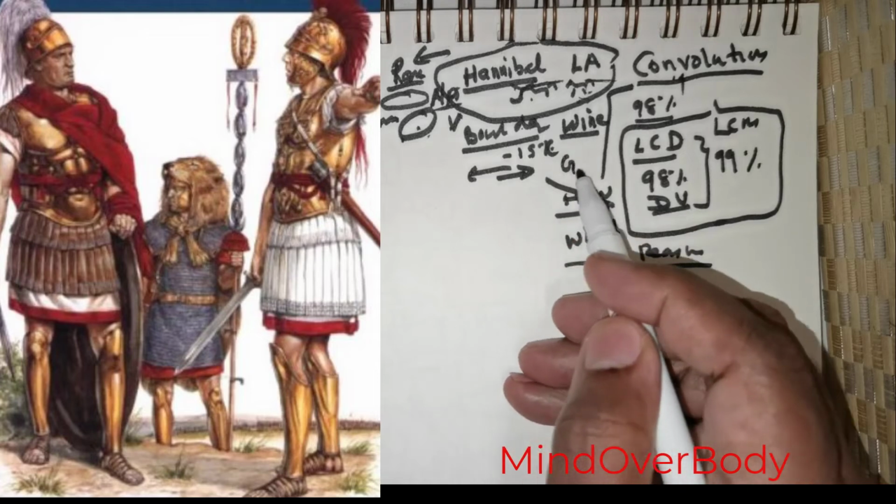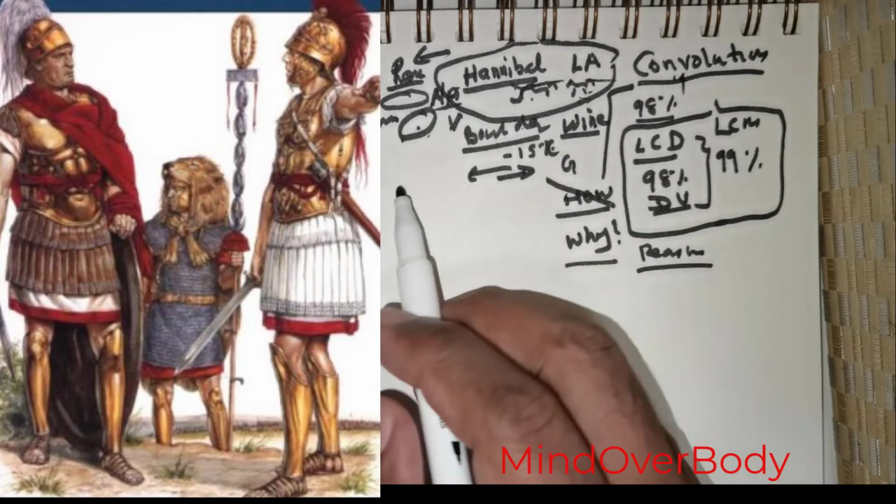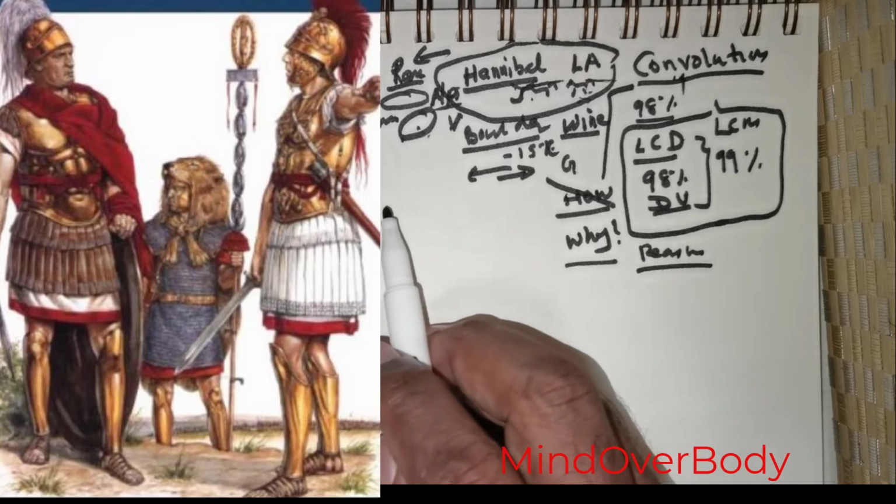Immediately Hannibal's generals started to laugh. How are you going to break this rock? This is a huge rock. This is a huge boulder. How are you going to do that?